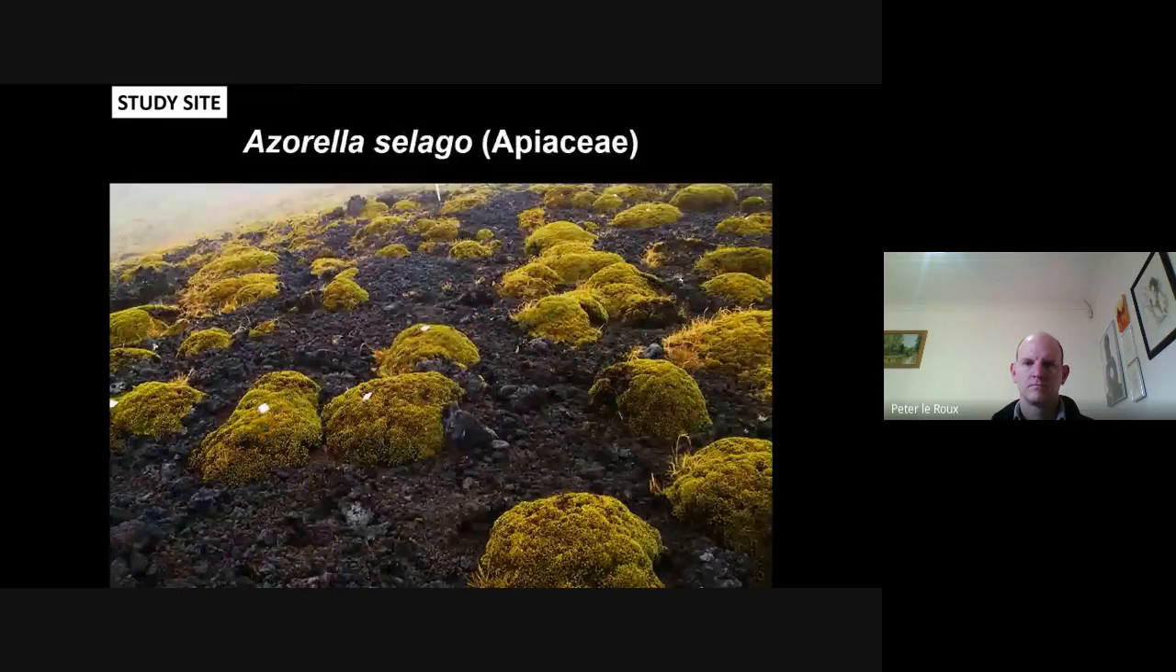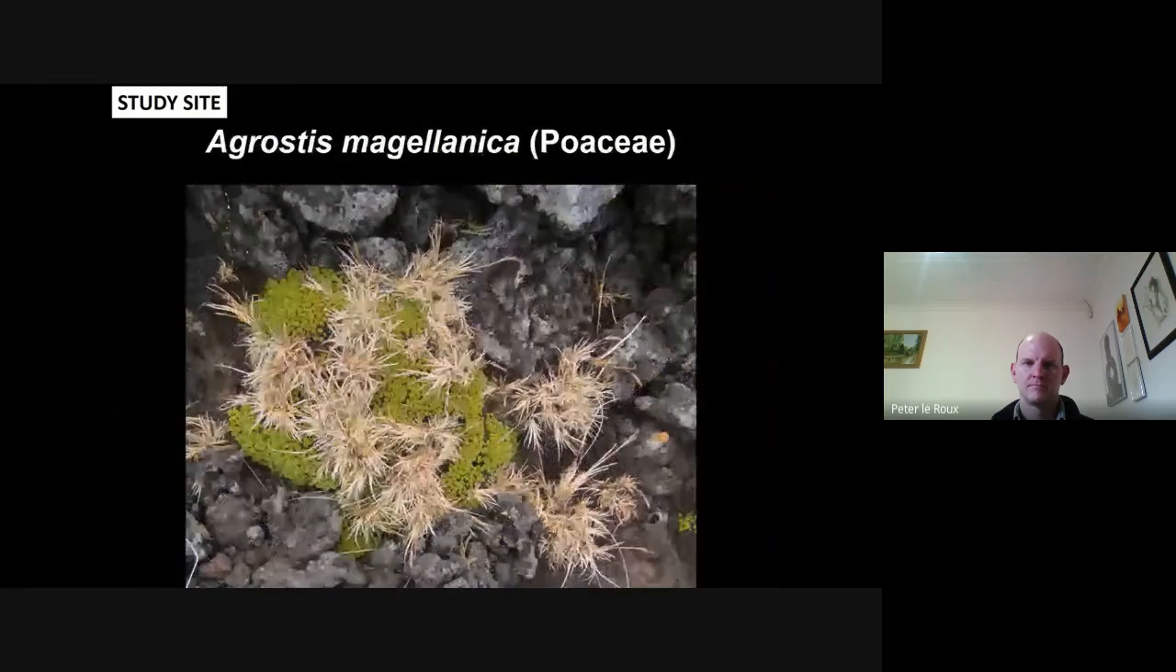Our benefactor species was the dominant and widespread cushion plant species Azorella selago, and our beneficiary species was Agrostis magellanica, a dominant perennial grass species of Marion Island. Azorella selago is known to facilitate Agrostis by, for example, increasing Agrostis abundance and cover.